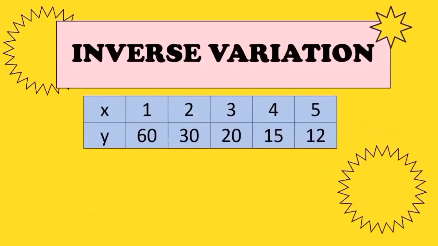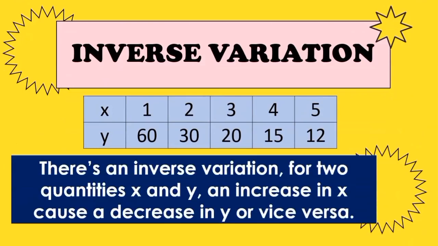The second type of variation is inverse variation. The first one is direct, then we'll have inverse. The first definition says here, there's an inverse variation for two quantities x and y. An increase in x causes a decrease in y, or vice versa, meaning a decrease in y will cause an increase in x. So let's focus on the table.